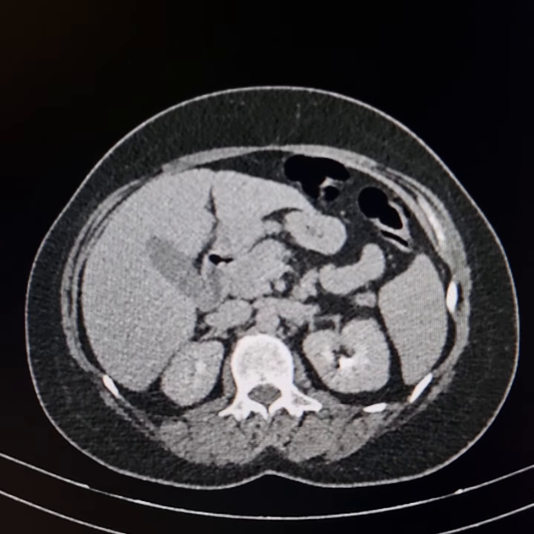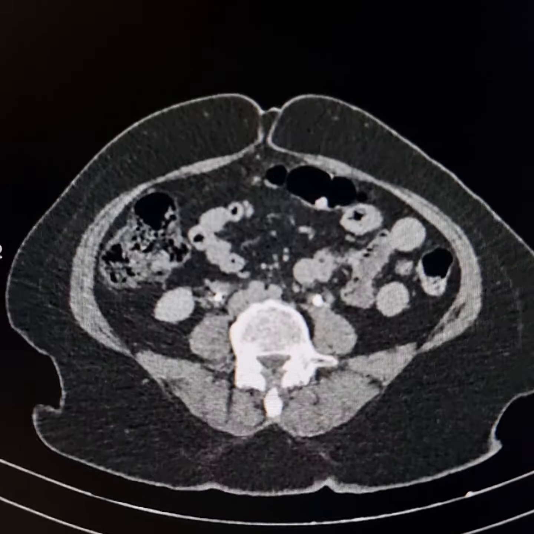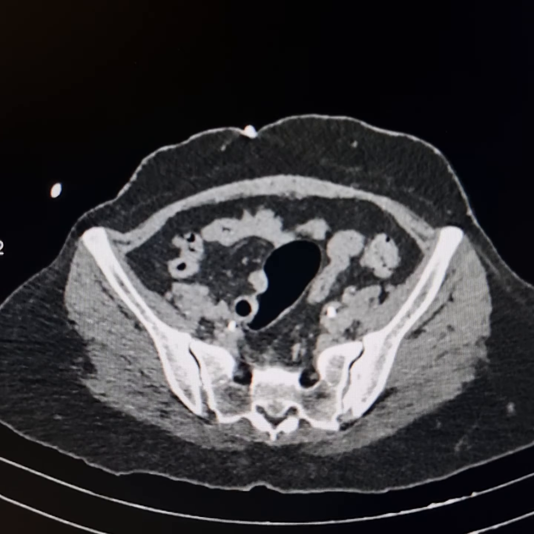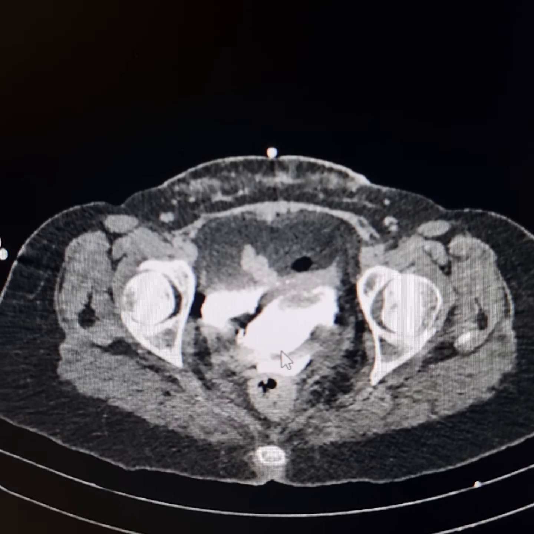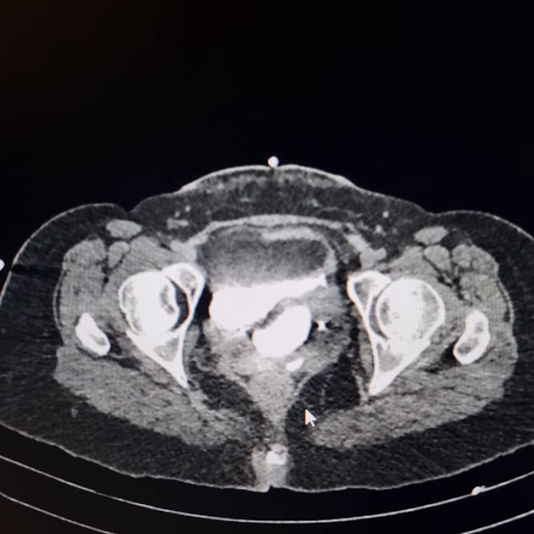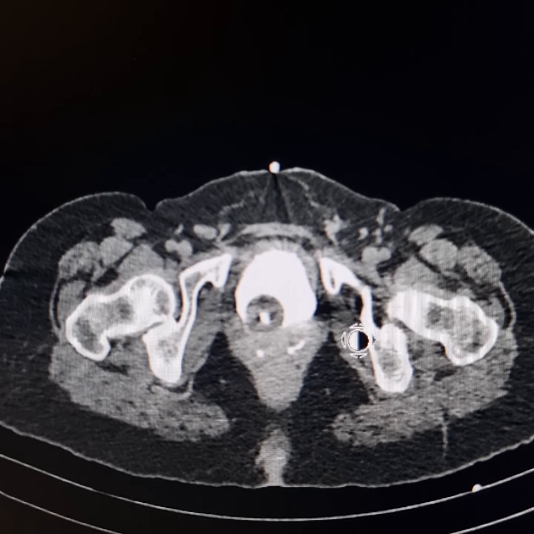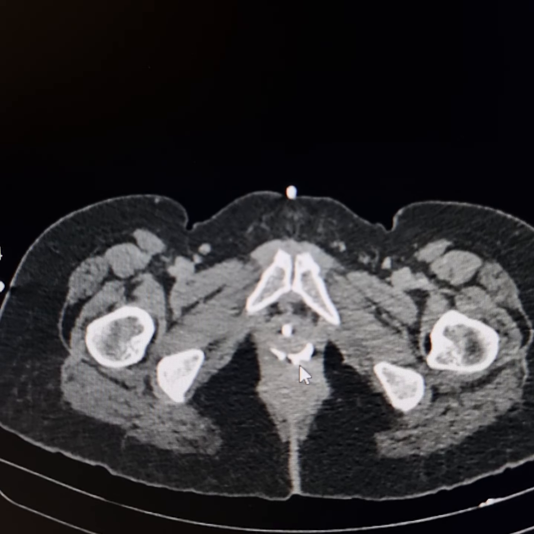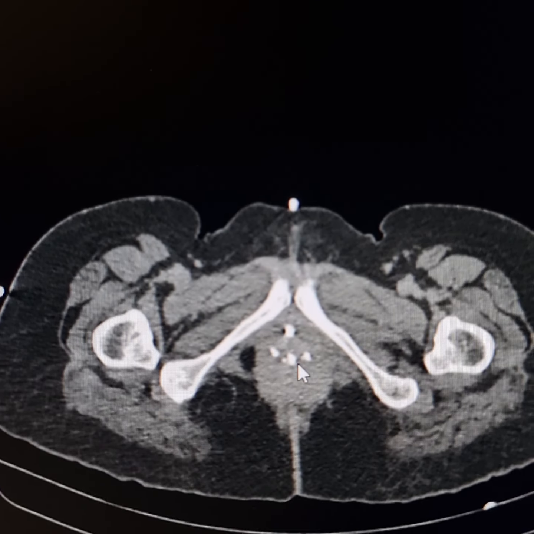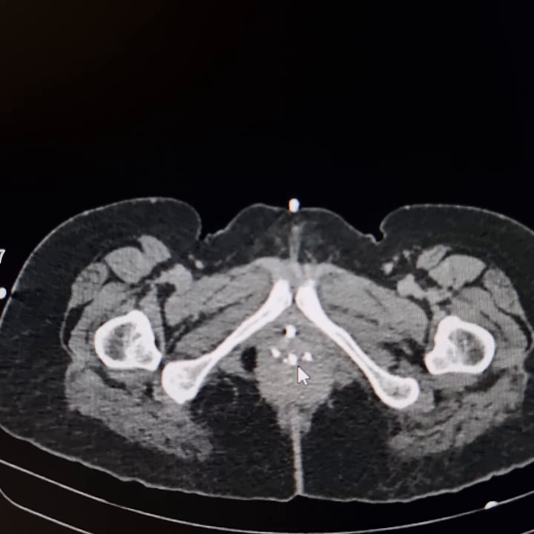This CT scan was done about an hour later. A large amount of contrast medium has entered this fluid collection here. The urinary bladder is filled with the contrast medium. Now this is the vagina here. Contrast medium is present inside it.